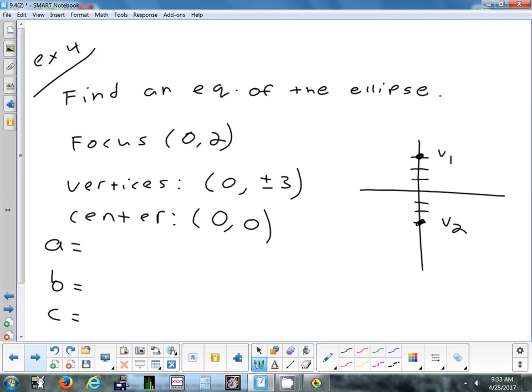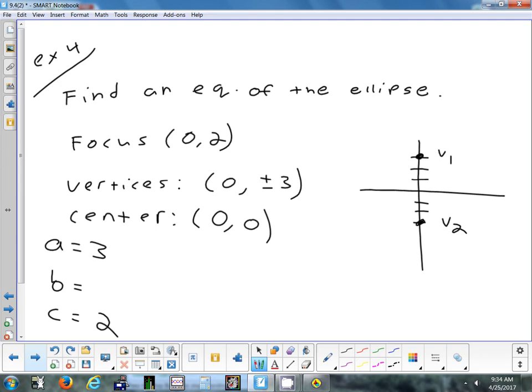All right, so let's start with A. What's the distance? Well, you tell me. How do you find A? It's the distance from what to what? Center to the vertex, which is 3. Okay. How do you find C? Well, C we can find directly, because they gave us the information we need. Center to the focus. What's the distance from the center to the focus? 2. B is what we don't know this time.